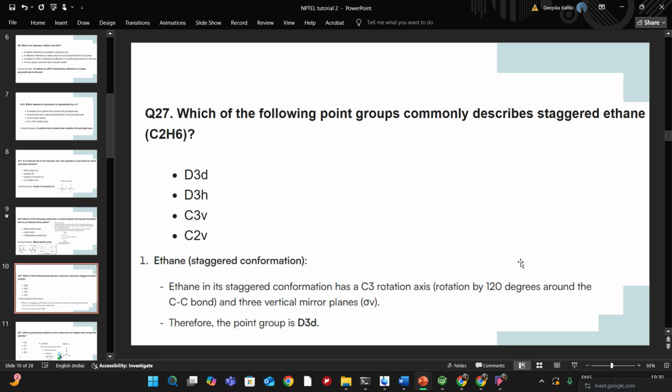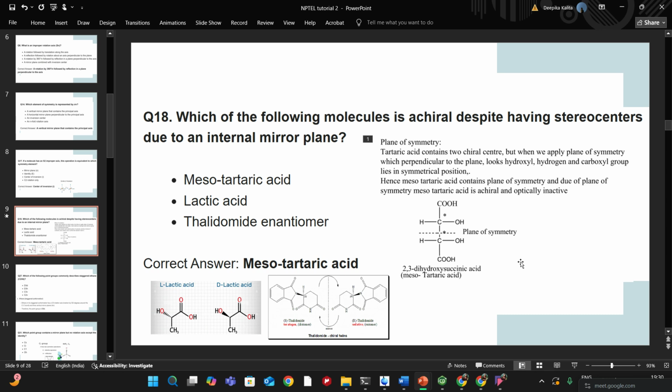In this way, you can also note down that in molecules, even if they have a chiral center, if the molecule contains a plane of symmetry, like you can divide the molecule into two equal and identical halves, then the molecule will be achiral or optically inactive.